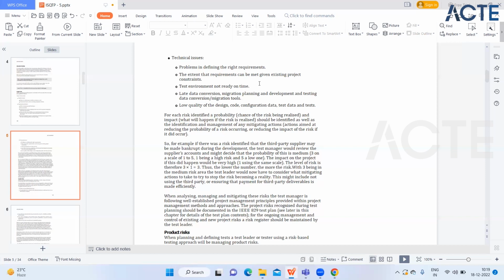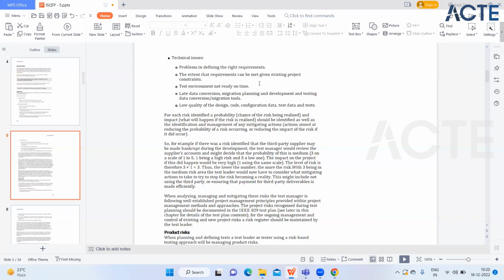Now, low quality of the design, code, configuration data, test data, and test. So if requirement is not defined properly, and the design document is of low quality, it has not defined everything in a detailed way, then definitely it will impact the code. After that, the configuration data. After that, when we perform the testing, we will also consider fewer scenarios or test data to perform the testing. So everything, in a combined way, will impact the project risk. So it's a kind of technical issue.